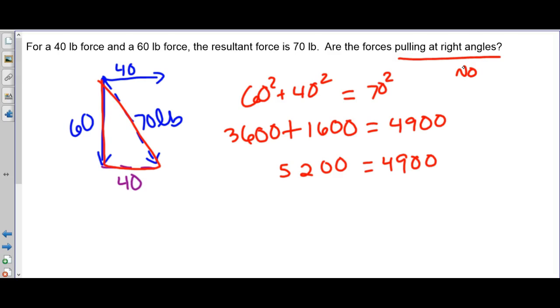So when we use the Pythagorean theorem, always make sure to identify the hypotenuse, either by finding the side across from the right angle or by identifying the longest side. So that concludes our discussion about the Pythagorean theorem.